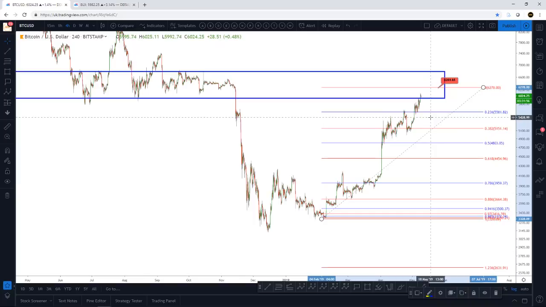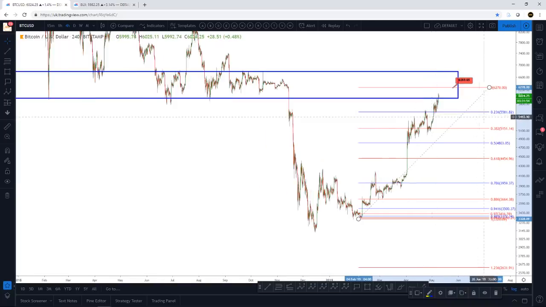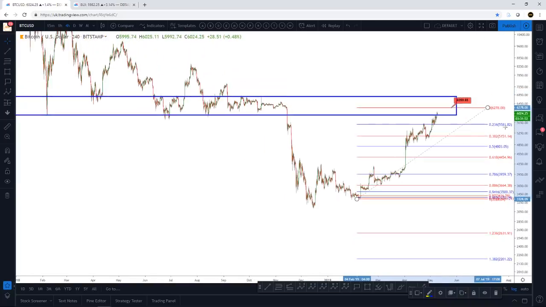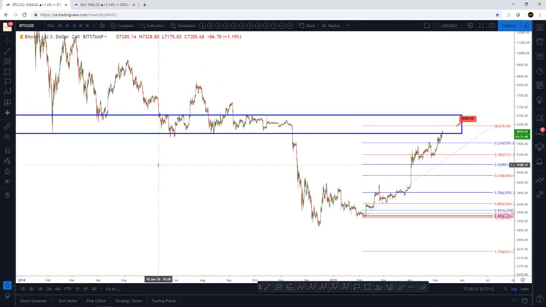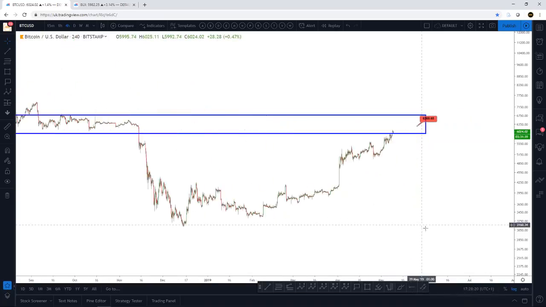But yeah, that's essentially what I wanted to update in this video. As I say, high time frame bias has been switched for the reasons I've mentioned earlier in the video. That's my Elliott wave count for this short term price action. And on top of that, there is a very interesting pitchfork to look at.